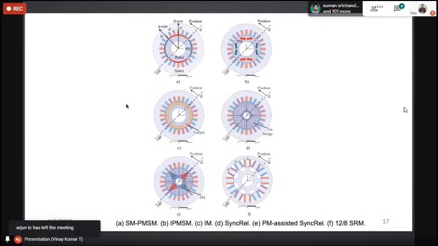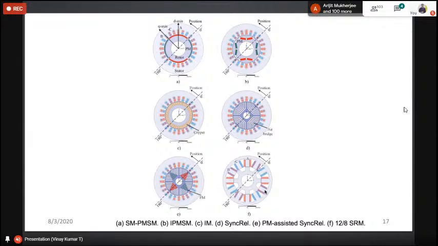So these are all the structures of the surface mounted and interior permanent magnet synchronous machine, and the induction machine. Figure A is the surface mounted permanent magnet synchronous machine. Figure B is the interior permanent magnet synchronous machine. Figure C is the induction machine. Figure D is the synchronous reluctance machine. Figure E is the permanent magnet synchronous reluctance machine. Figure F is the switch reluctance motor.